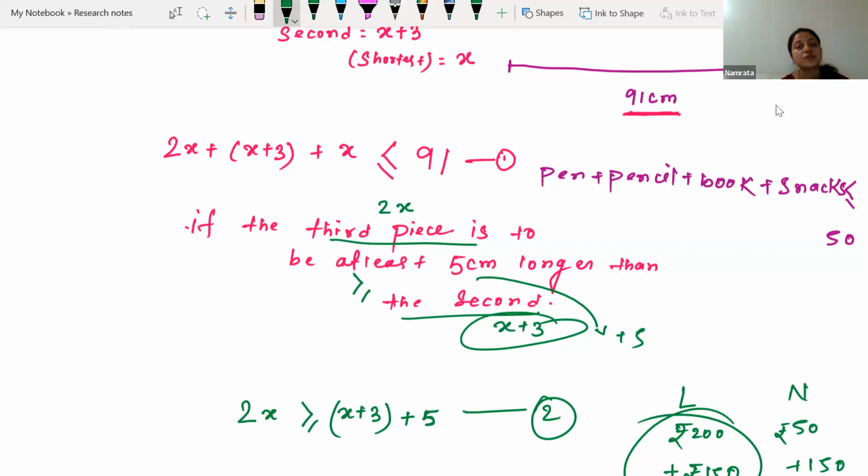So this was the last question from linear inequality. Okay, now we are going to start permutations and combinations. So let's start with the basic introduction of permutations and combinations.